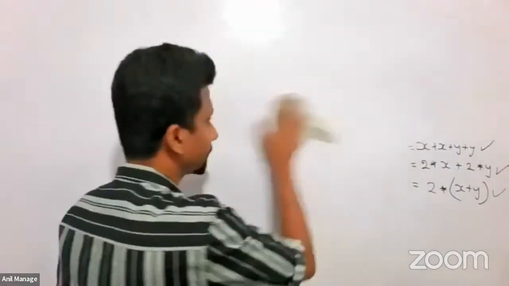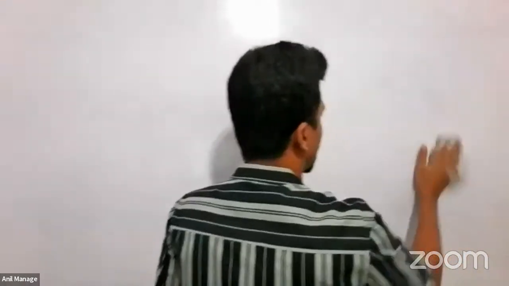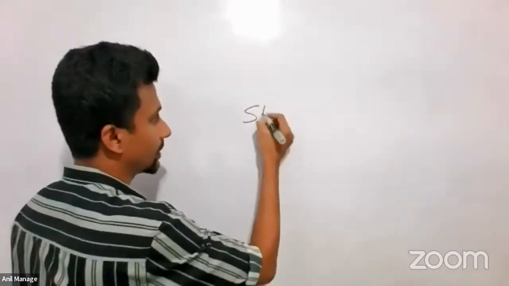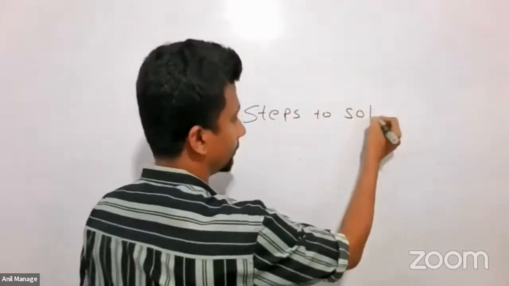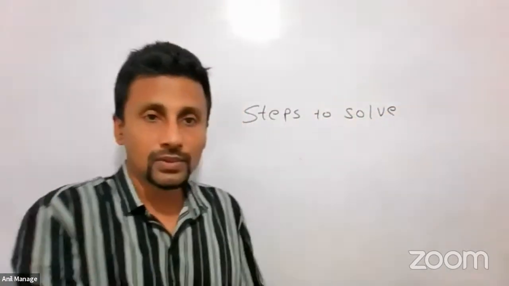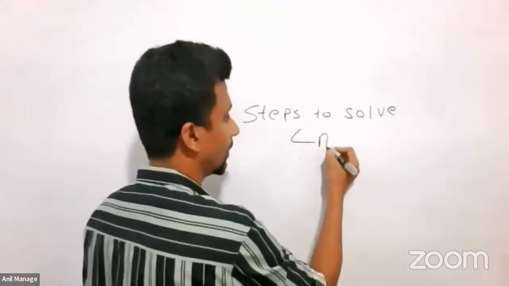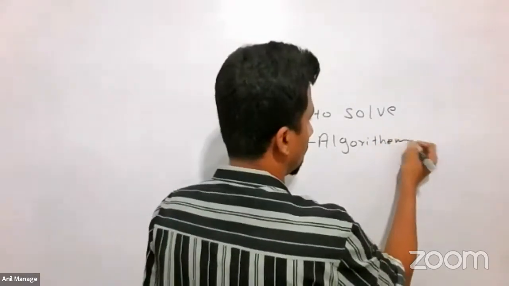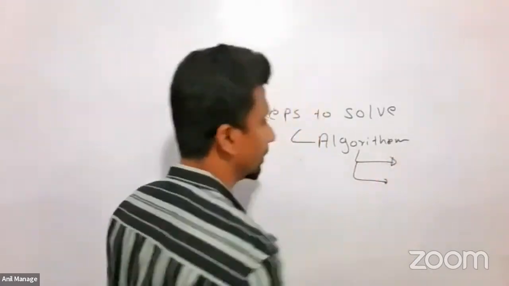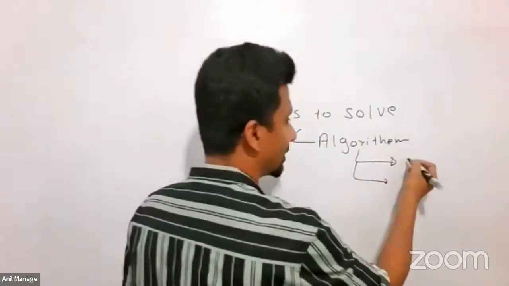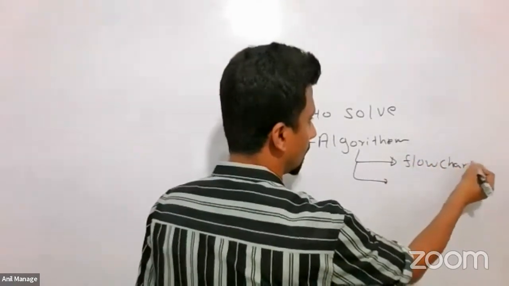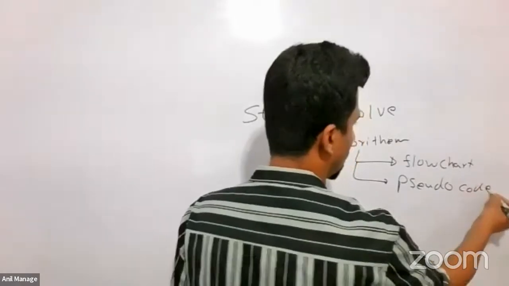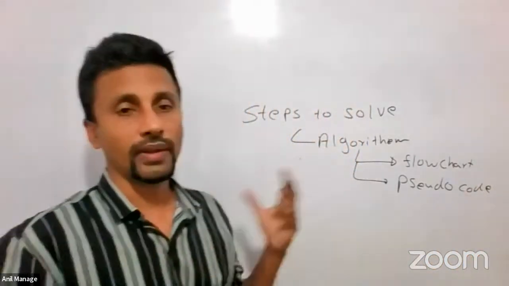Then I'll go to the next part. Now, when you take solving any problem, you are following some steps to solve that problem. So that is called an algorithm, right? Algorithm. So an algorithm can be defined in two different ways. One is the graphical way, flowchart. The other one is the textual way, pseudocode, right?